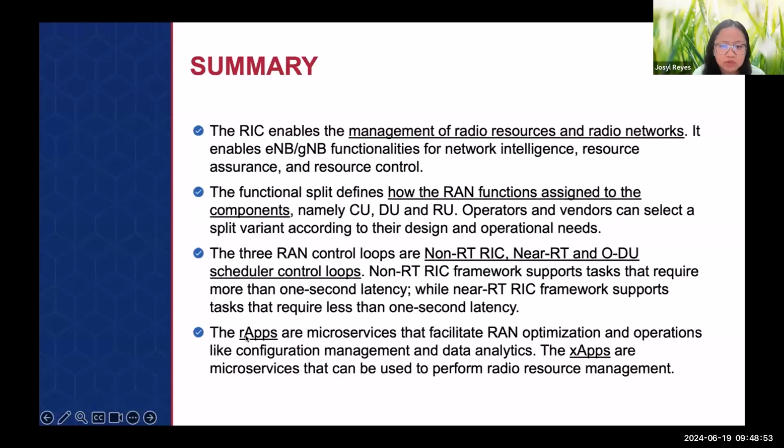These are microservices near, or medyo malapit sa non-real-time RIC. And then their focus is really for long-term configuration management and data analytics, tasks greater than 1 second. And then xApps are microservices that can be used to perform radio resource management. It's near real-time RIC, since it requires the radio resource information and is really for tasks with latency under 1 second.